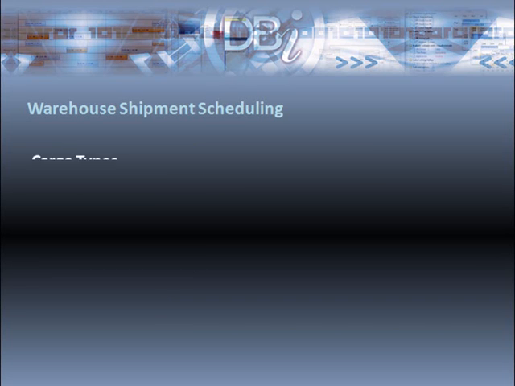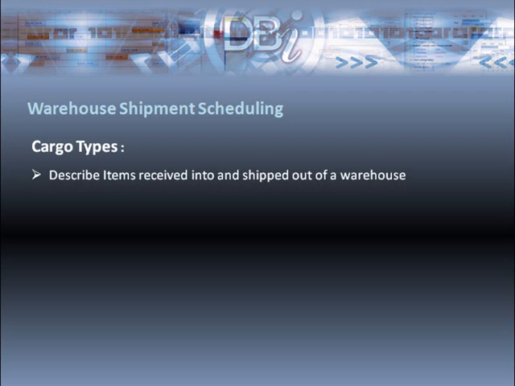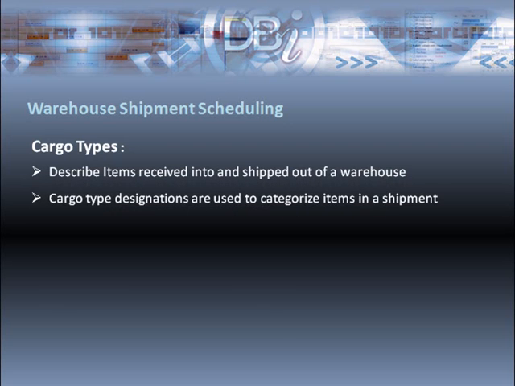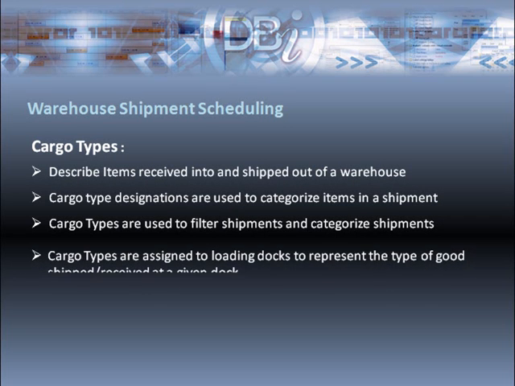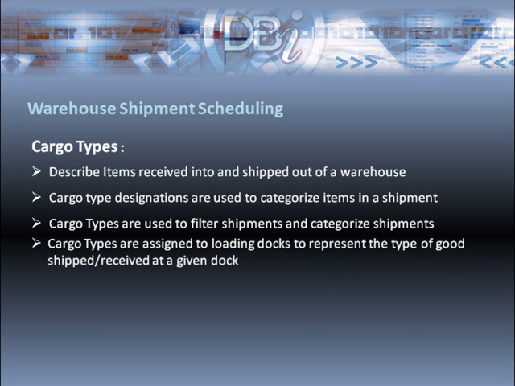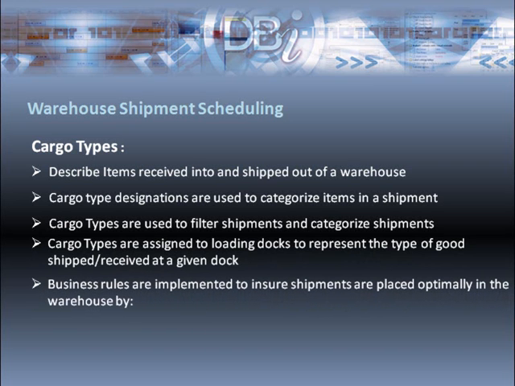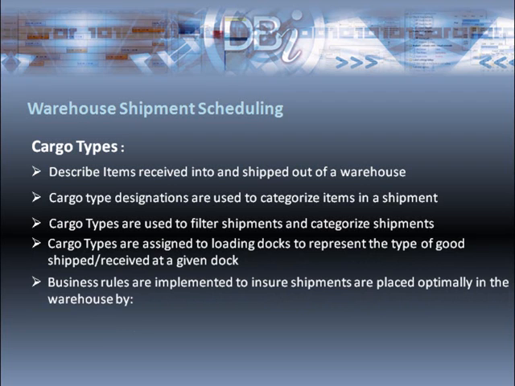Cargo types describe items being received into and being shipped out of a warehouse. Cargo types are designations used to categorize items contained in a shipment. Cargo types can also be used to filter and categorize shipments for effective positioning and handling. Cargo types are assigned to loading docks to represent the type of good being shipped or received at a given loading dock. Business rules are implemented to ensure shipments are placed optimally in the warehouse by position and by location and by type of cargo.